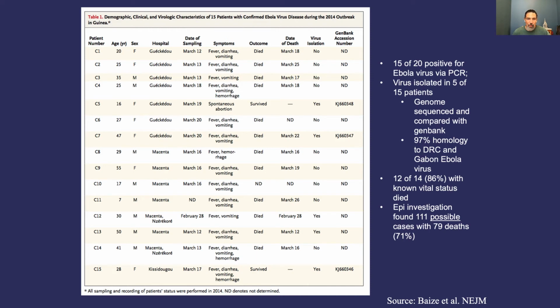About 12 of the 14 people with known vital status had died, so an 86% case fatality rate. And an epidemiological investigation, which looked for more cases, found 111 possible cases with 79 deaths, so also a very high case fatality rate early on, 71%.